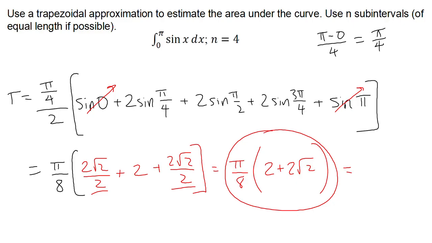But if you distribute the pi over 8 through, you'll end up with pi over 4 plus pi root 2 over 4. You could also write it as pi times (1 plus root 2) all over 4. Lots of different ways to write the answer, but any of them are fine.